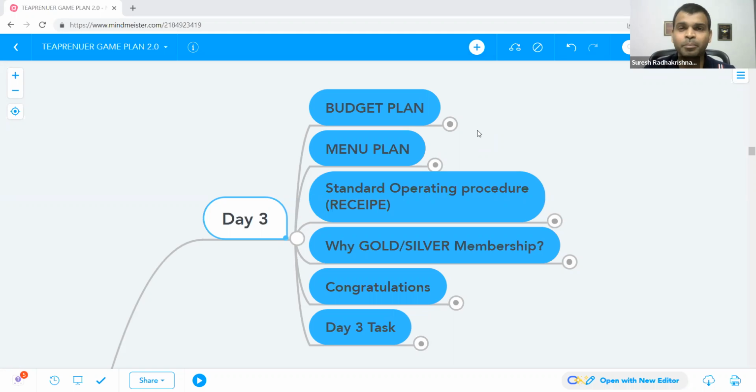A lot of people invest money, they jump into it without knowing these fundamentals. Please don't do that. Please go through this till the end. Please do not skip or miss out any of these things. Let's come to the budget plan.